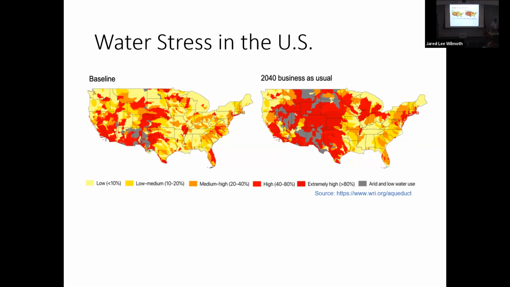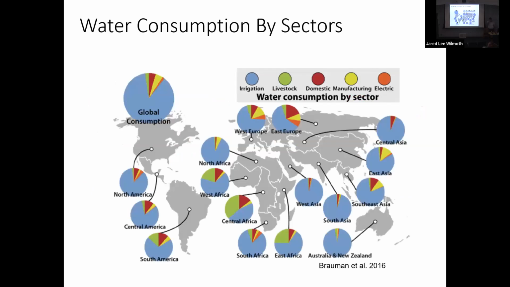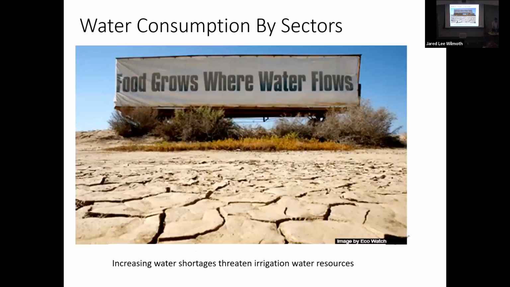And we know that, looking at the water consumption in different sectors, agriculture uses most of the water. So most of the fresh water is being used in the agriculture sector. And once we have water stress, agriculture will be the most impacted by the water resource stress that we are facing. And obviously food grows when water flows. If you don't have water, you don't have food.